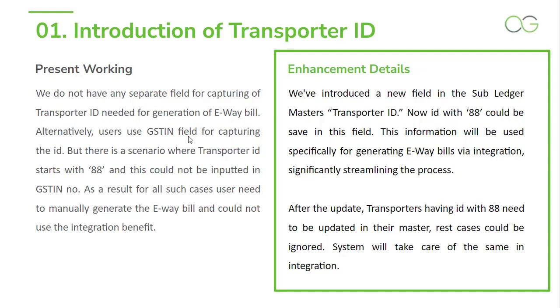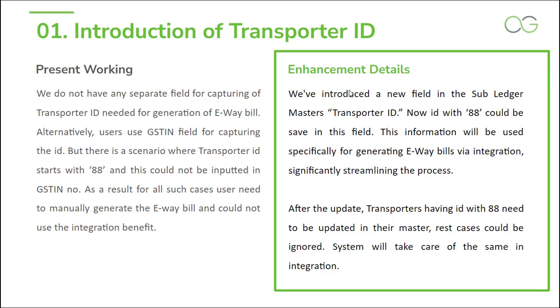However, in Ginesys, currently we do not have any separate field for capturing the transporter ID needed for generation of e-waybill. So alternatively, users used the GSTIN field for capturing the same. But what was the problem? There was a scenario where transporter ID started with 88 and this could not be inputted in the GSTIN number because of validation of the first two digits being the state code. 88 represents national permit given to the transporters having transportation work in multi-state.